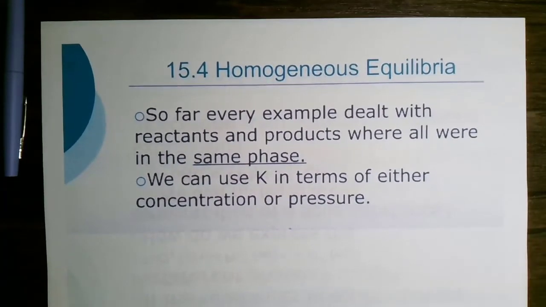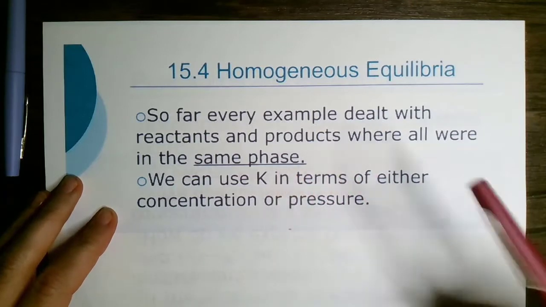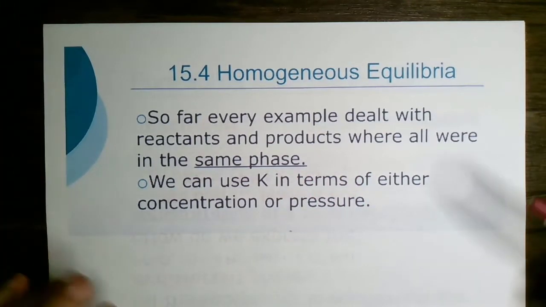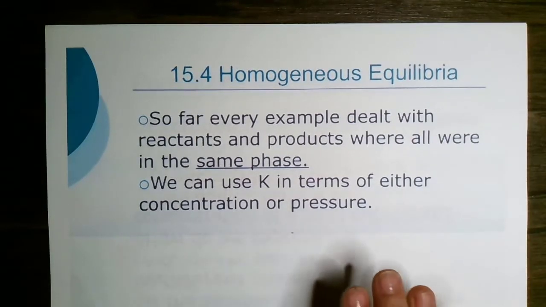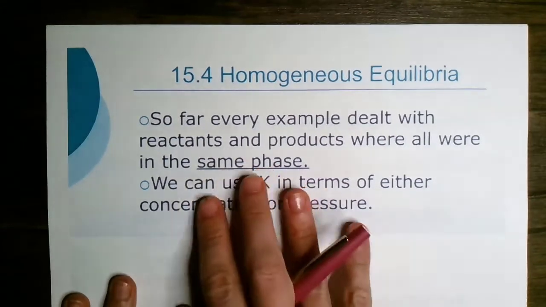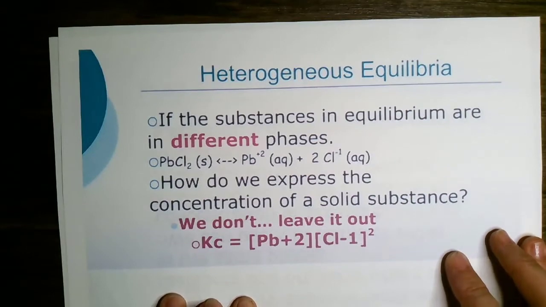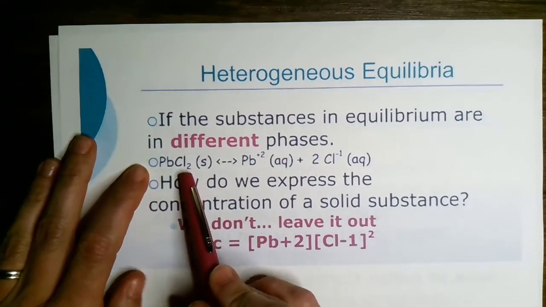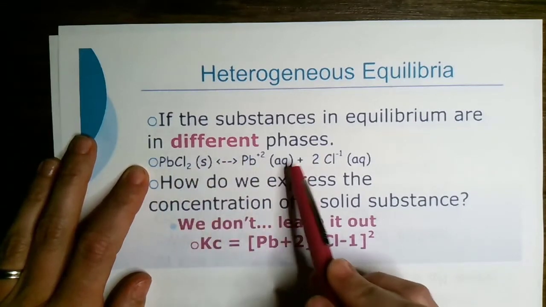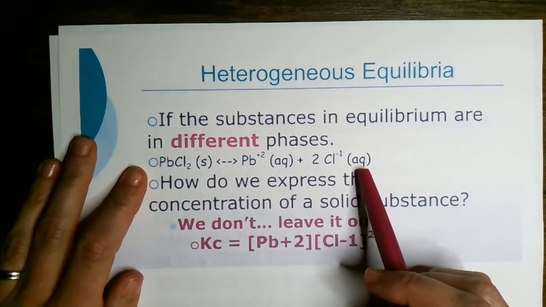So far, we've had homogeneous equilibrium. So we've dealt with reactions and products where all were in the same phase, whether they were aqueous or gaseous. But we can use K in terms of either concentration or pressure. Looking at heterogeneous equilibria, if the substances in equilibrium are in different phases, like here we have solid lead chloride in dynamic equilibrium with aqueous lead 2+ ions and chloride ions in aqueous solution.